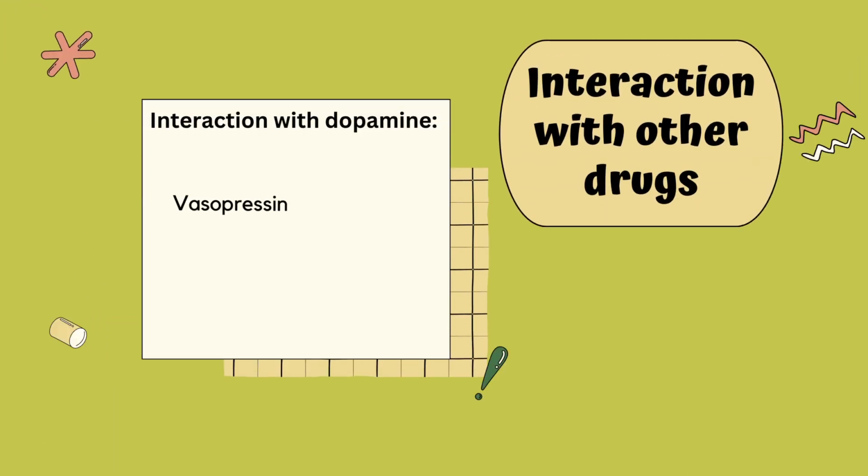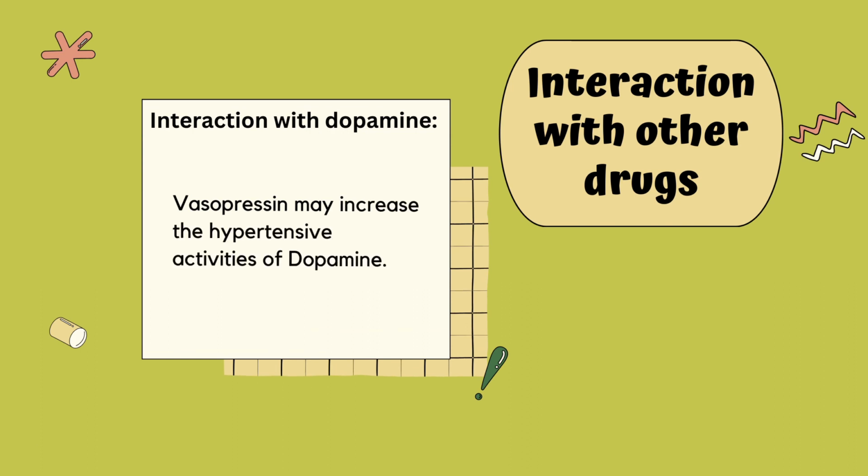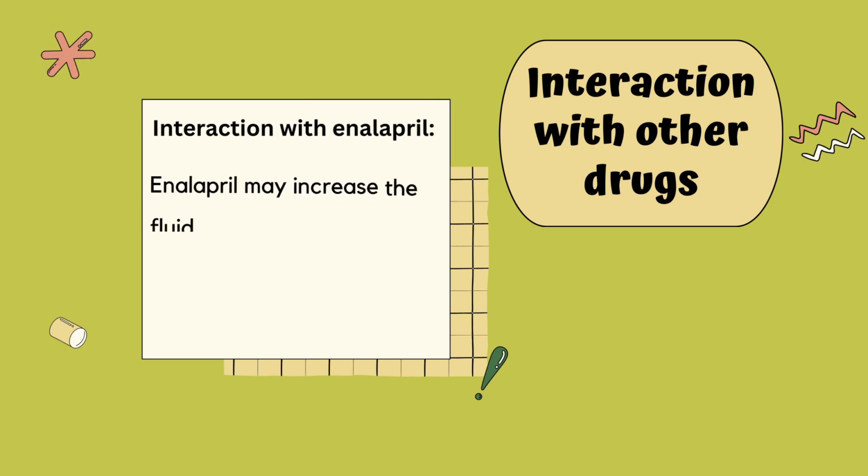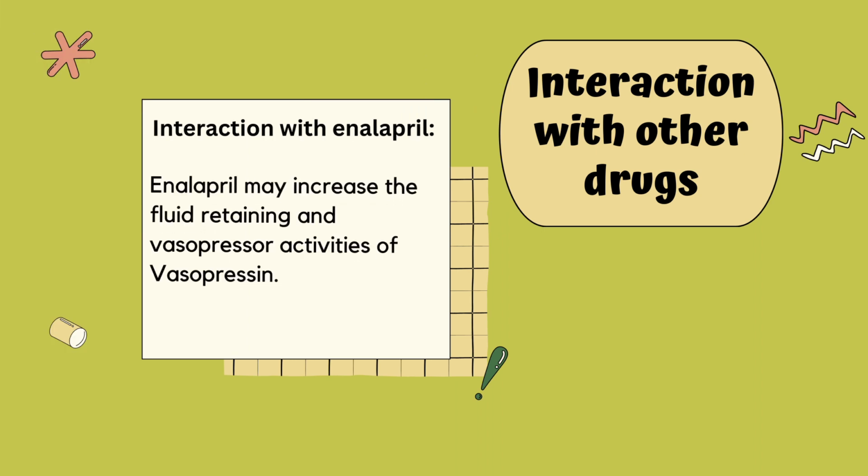Then interaction with dopamine. Vasopressin may increase the hypertensive activities of dopamine. Also interaction with enalapril. Enalapril may increase the fluid retaining and vasopressor activities of vasopressin. That's all from me.